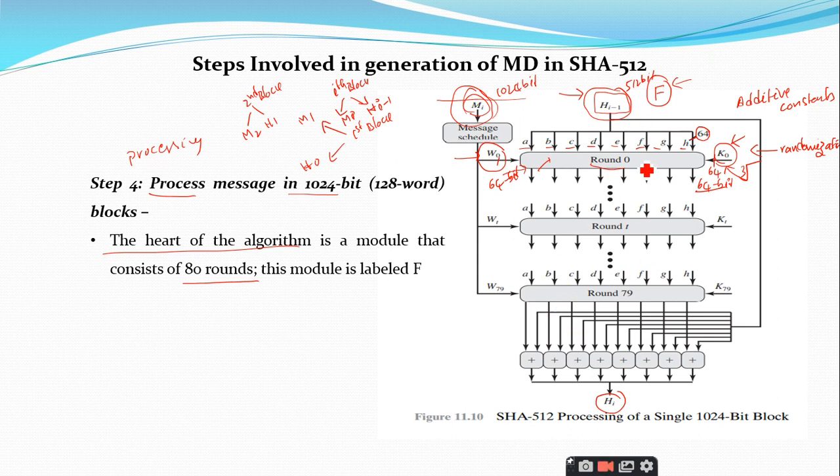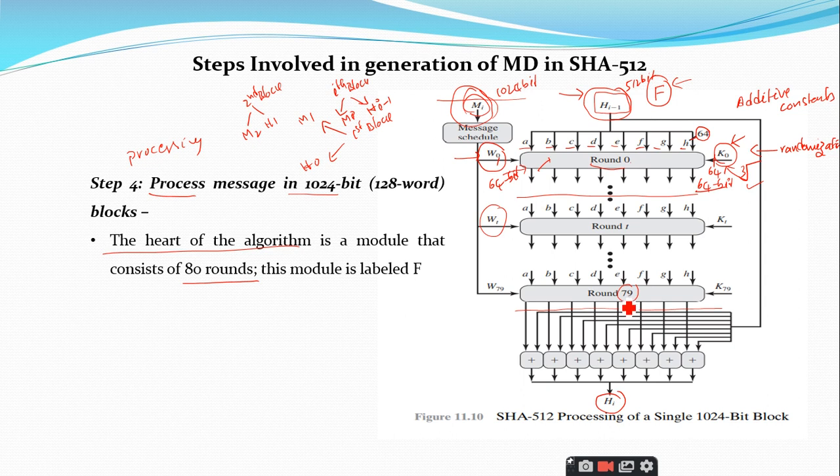You can see here that whatever output you get from round 0, you give it as input to round 1, these eight 64-bit buffers. W1 is calculated from the message M1, K1 is calculated from the cube roots of the first 80 prime numbers, and everywhere the round operations remain the same. And if you observe the output of the last round, since we started with 0, it is round 79.